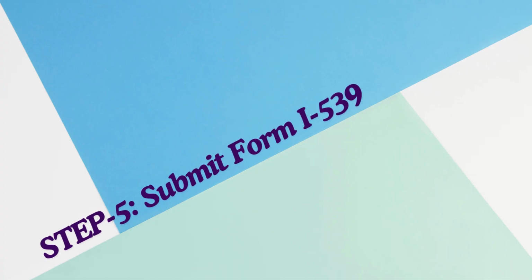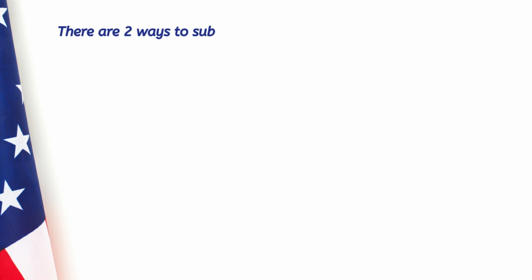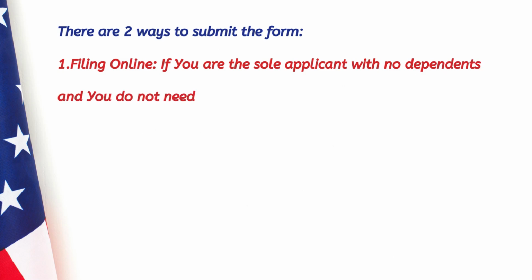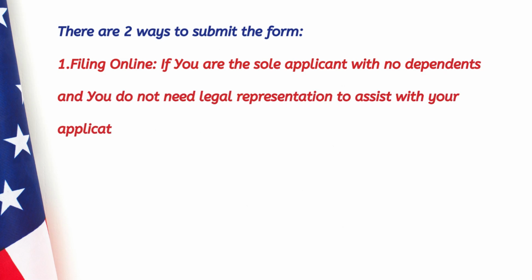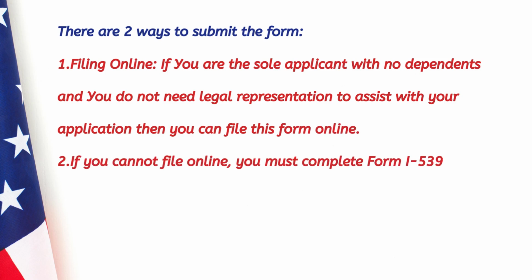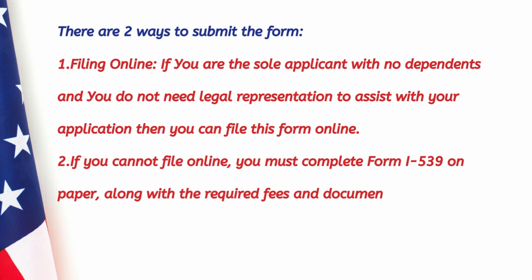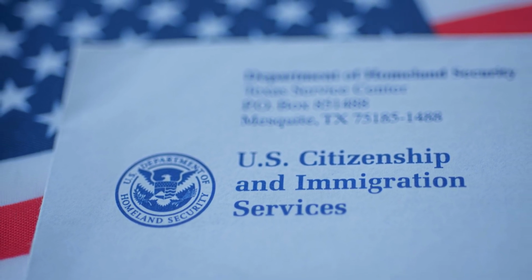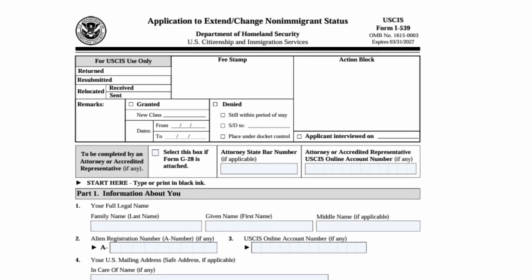Next, submit Form I-539 to USCIS. If you're applying alone without dependents or legal representation, you can file the form online. However, if online filing isn't an option for you, you'll need to complete Form I-539 on paper, include the required fee and documents, and mail it to USCIS. In most cases, you can submit your application online.